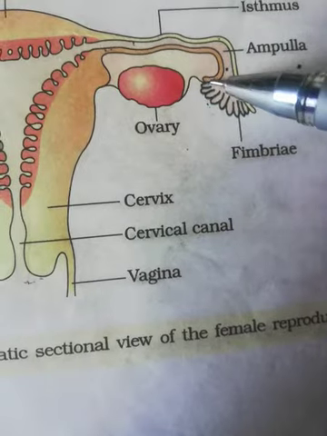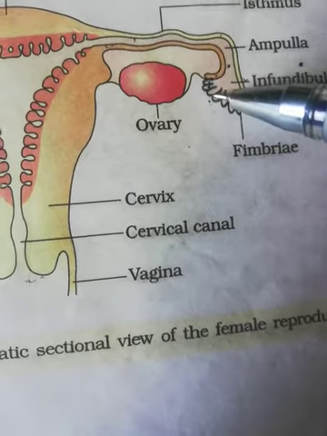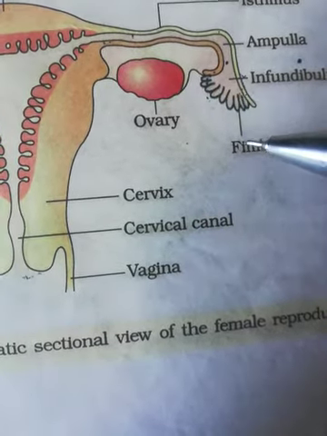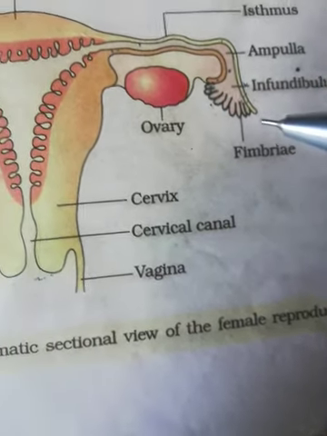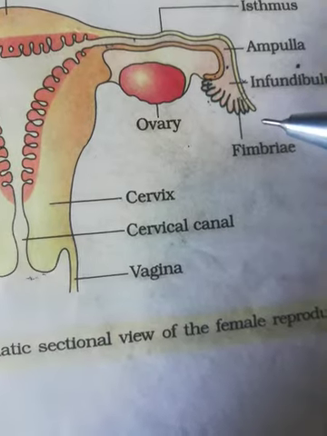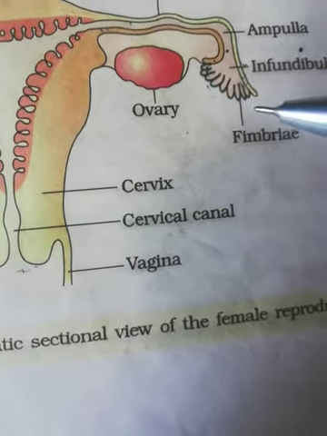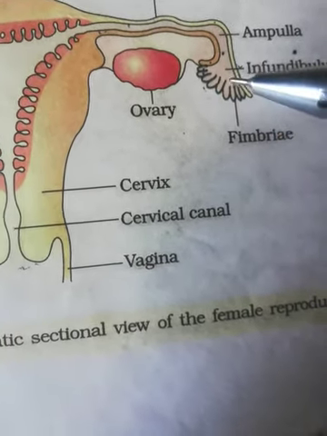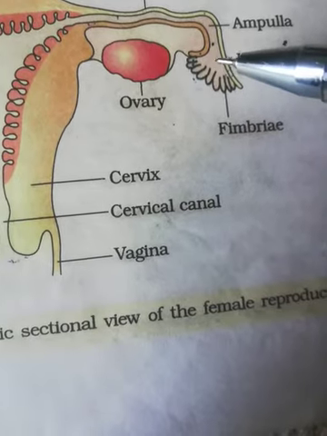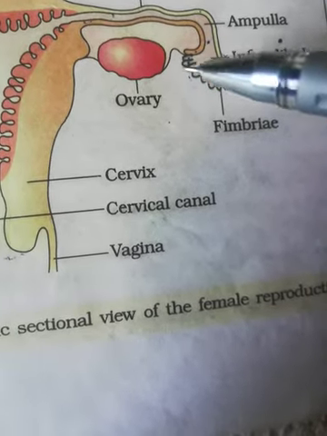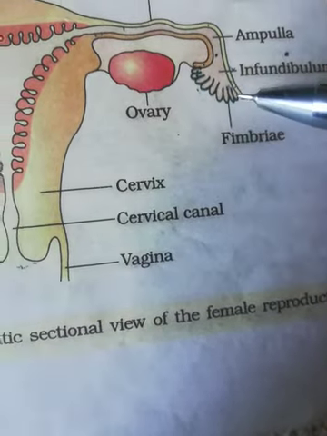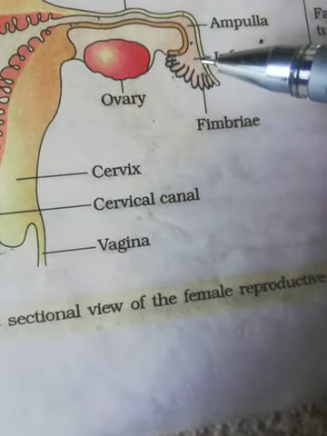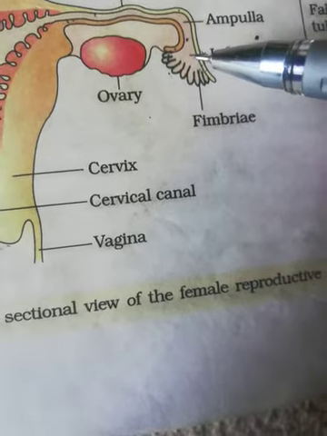infundibulum, and you are observing various finger-like structures here, and these finger-like structures are called fimbriae. If you observe, it looks like the gloves of the wicket keeper in a cricket match. While the gloves of the wicket keeper help in collecting the ball, similarly when the ovum is released from the ovary, these fimbriae present in the infundibulum help in collecting the ovum.